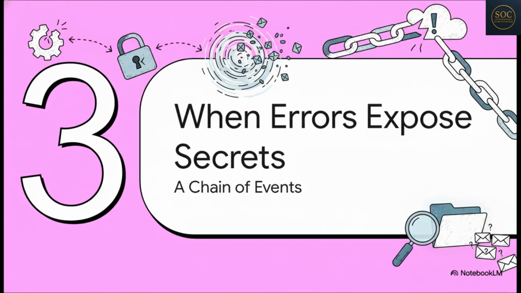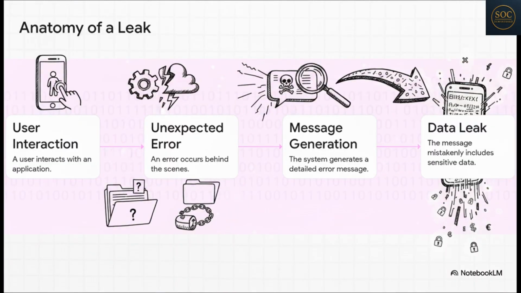So how does this actually play out in the real world? It's usually a pretty simple chain of events that can turn what should be a minor hiccup into a major security disaster. It often starts with you just using an app like normal. Then, something goes wrong in the background. Maybe a database is down or a file is missing. The system, trying to be helpful, generates a really detailed error message for its own developers to use for debugging. But, and this is the critical mistake, instead of showing you a generic "oops" page, it sends that detailed internal message straight to your screen, secrets and all.